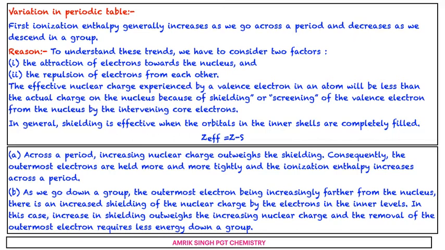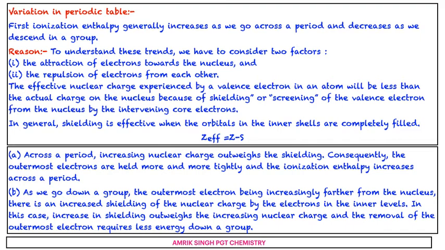Explanation A: across a period, increasing nuclear charge outweighs the shielding. Consequently, the outermost electrons are held more and more tightly, and the ionization enthalpy increases across a period. In other words, on moving left to right in a period, the effective nuclear charge increases, therefore ionization energy also increases.